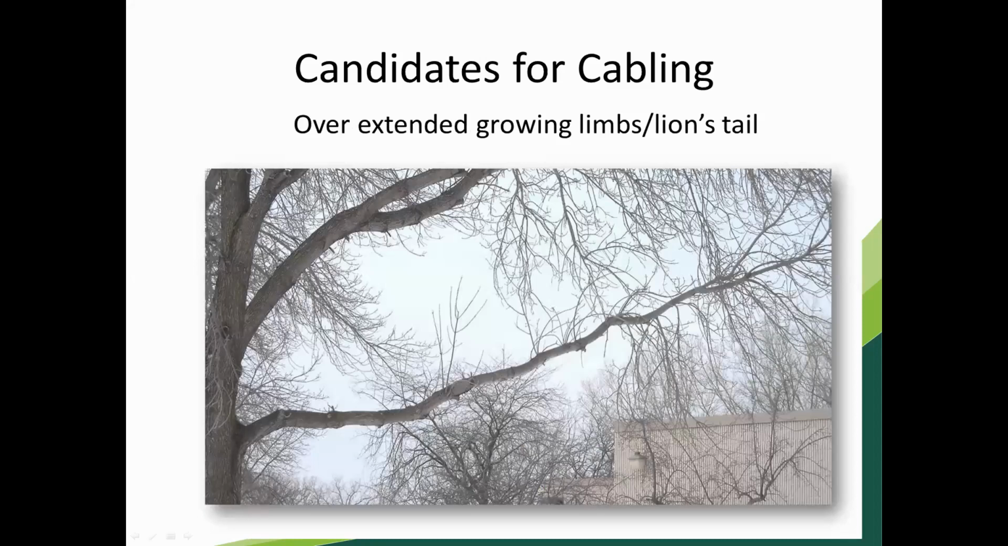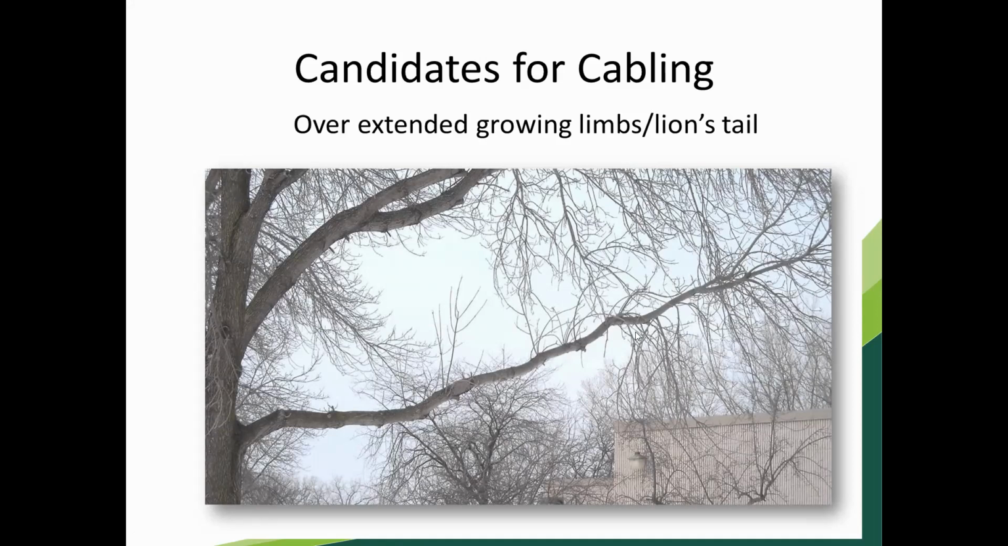And then the last weak union we'll talk about is overextended limbs. These limbs can break at the union because they have a disproportionate amount of weight at the end of the limb, creating a very high load at the union. So the farther this is out, the weight is out here. We call that lion's tailing when we prune it like that. This can naturally happen in trees that do have those multiple codominant stems. They're just shading each other out. They might be vertical or horizontal.